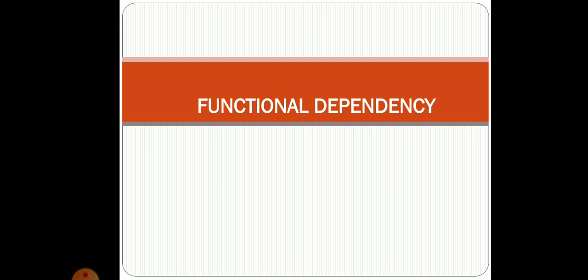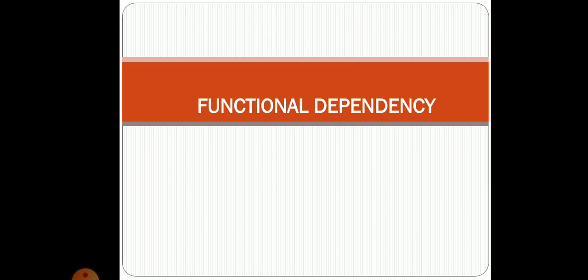Focus on the name of these two words. Functional dependency. These words themselves are saying that something is dependent on something. So what is that something here? Because we are talking about a relational database. Relational means we are talking about tables.